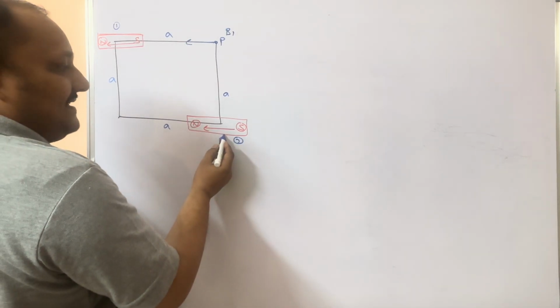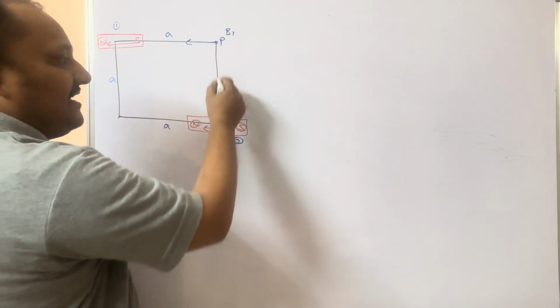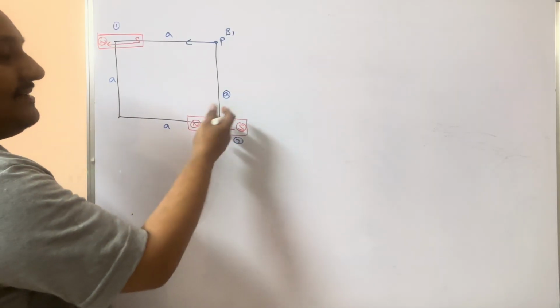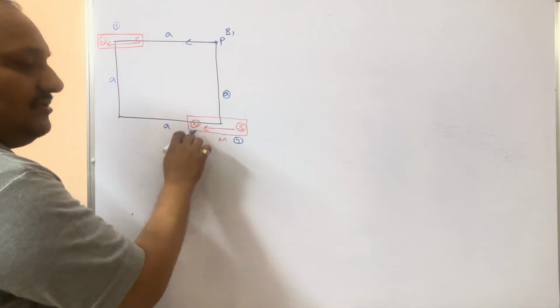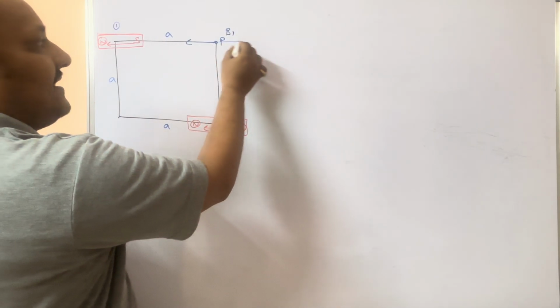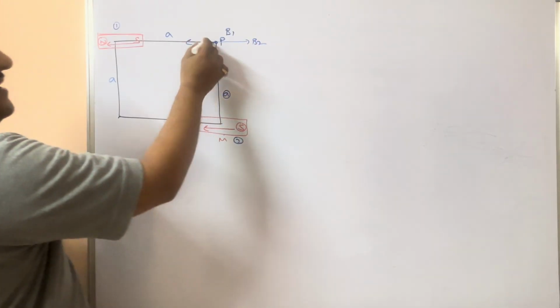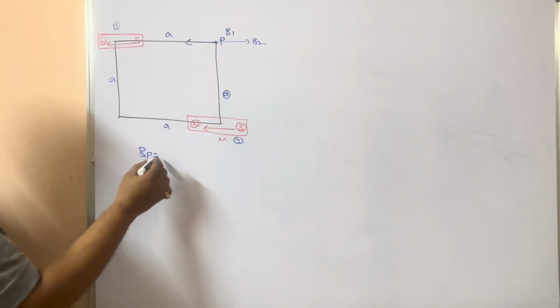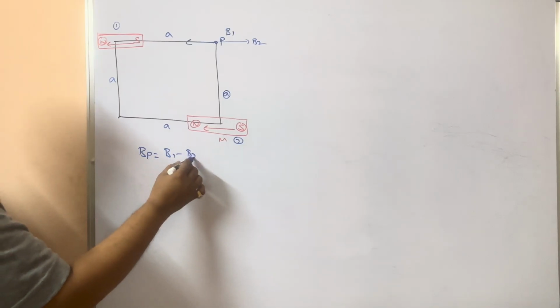Next, for the second magnet, this point is on the equatorial line, at a distance a. In which direction is the magnetic field? Opposite to south to north. Therefore, right side, B2. So B1 is left side, B2 is right side. What is the resultant magnetic field at point P? B1 minus B2.